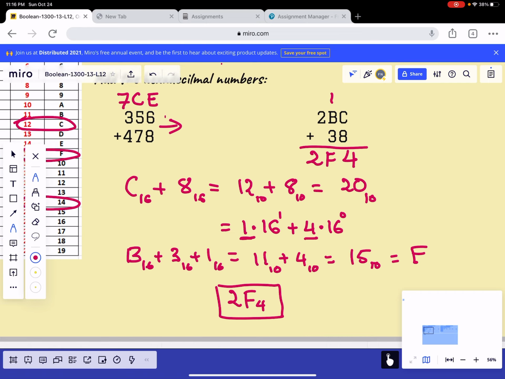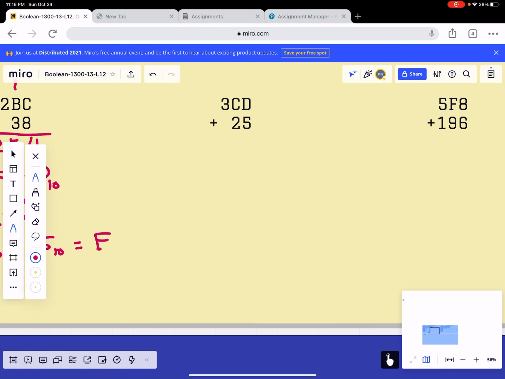Okay, let's work another example. 3CD plus 25.